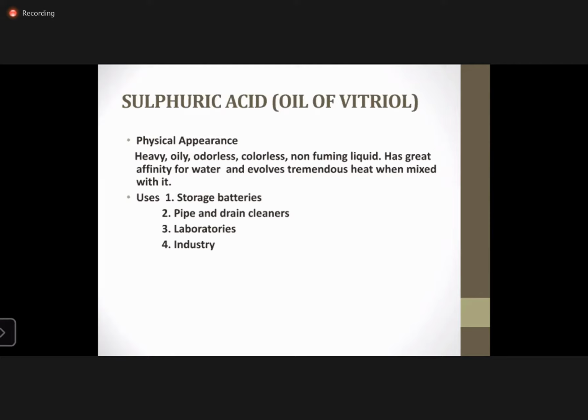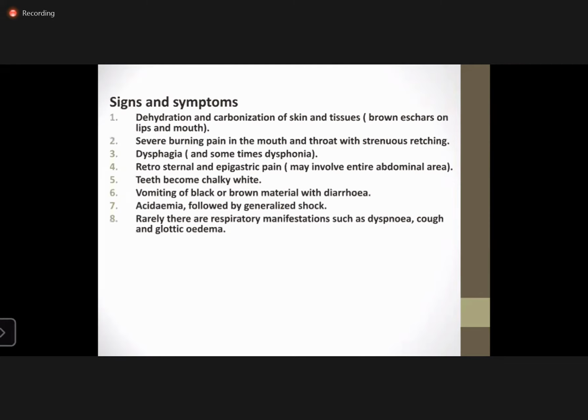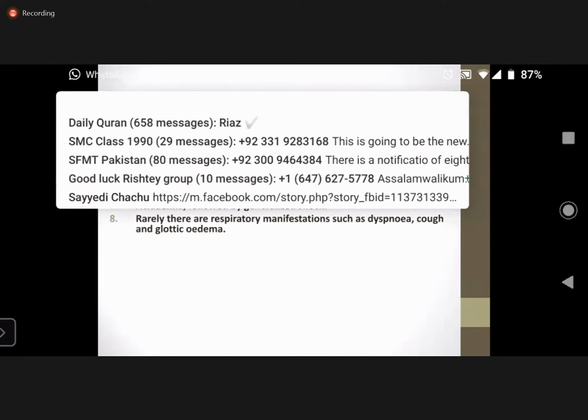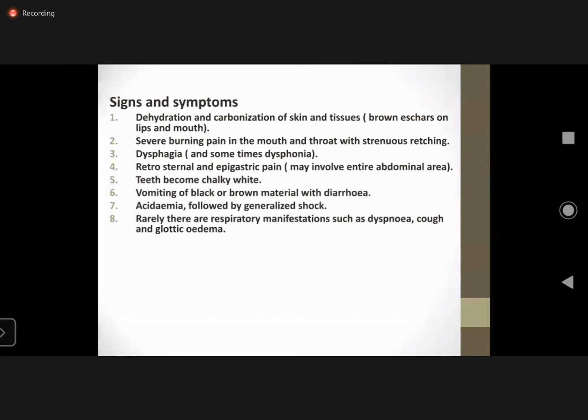Then the symptoms. The most common presenting symptom after swallowing is a burning pain sensation in the throat and food pipe, leading right up to the stomach and the abdomen. This is followed by intense thirst, and the more the person drinks water, the more thirsty he is, and the more he vomits. There is retching and vomiting, with blood in the vomitus and shreds of mucous membrane, and there is a lot of corrosion ranging from the mouth and lips to the angle of the mouth, which are swollen.